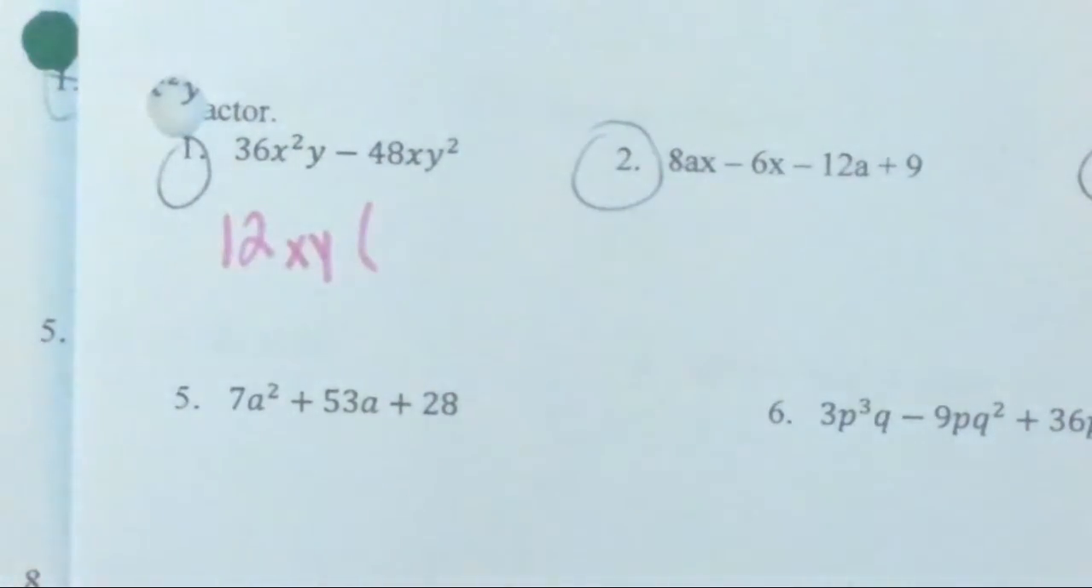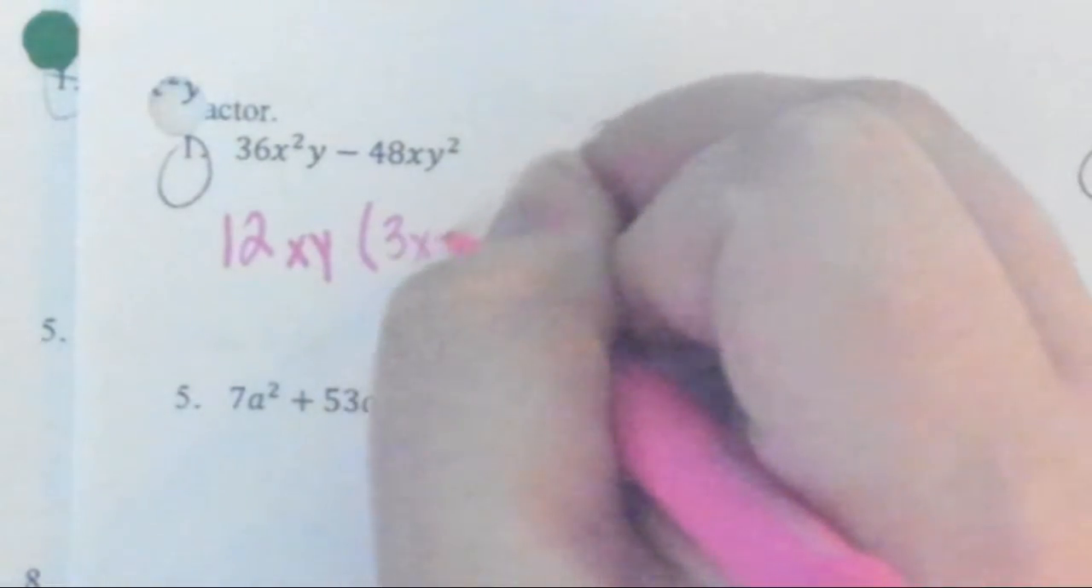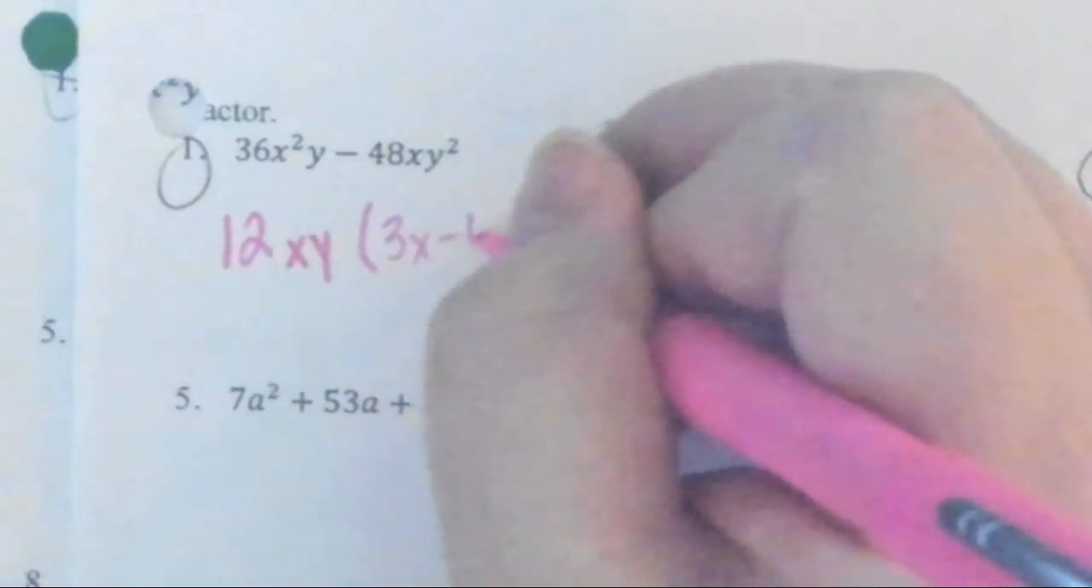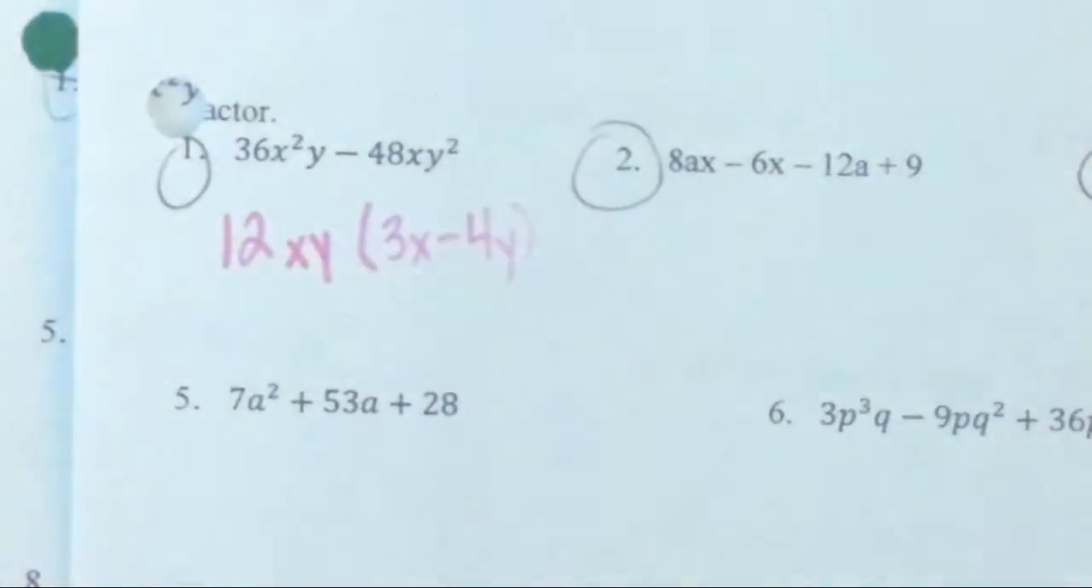what are we left with? 3 minus 4y. Perfect. Every group can have a point.